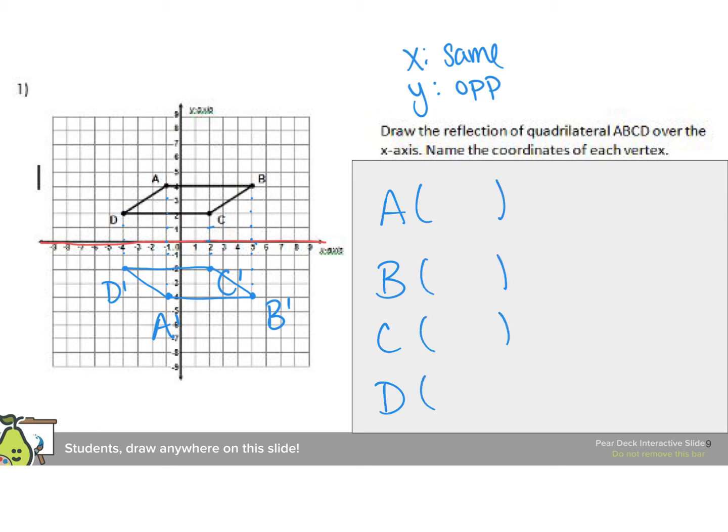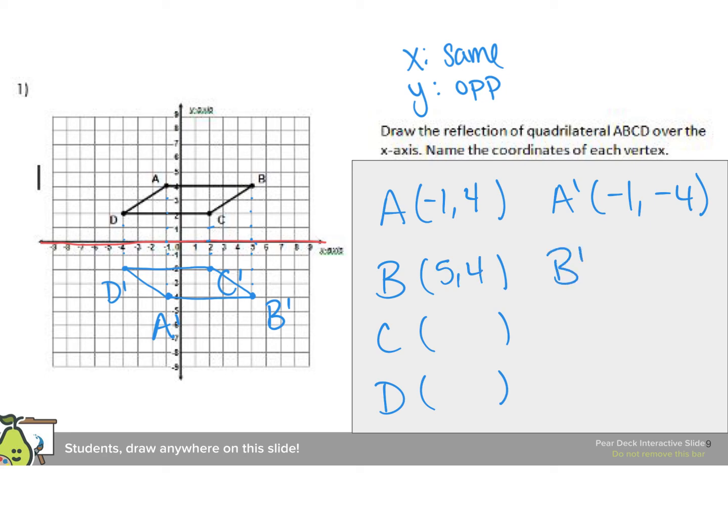So let's see if you found these. A is in quadrant 2, so we have a negative x, negative 1, positive y at 4. A prime, x is the same, y is its opposite. B, quadrant 1, everything positive, it's at 5, 4.